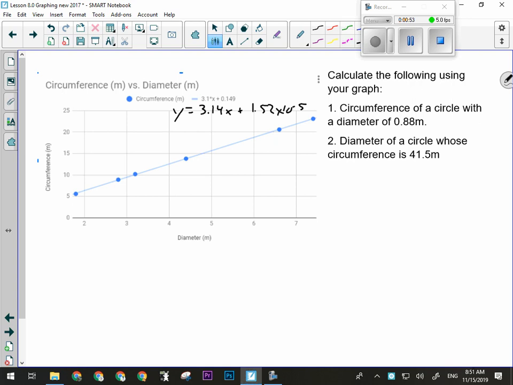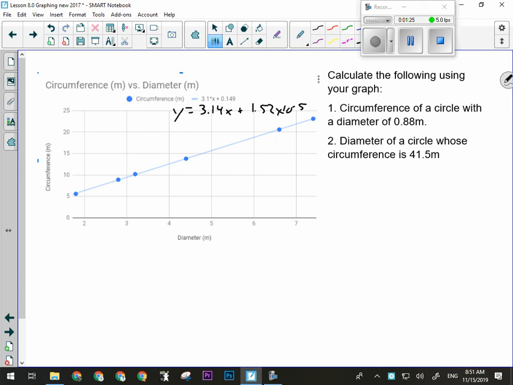Why should the y-intercept be effectively 0 for this graph? Right, if I have a diameter of 0, do I have a circle? No, I have a point. So there's no circumference if I have a diameter of 0. Because Google Sheets rounds this off a little bit, we don't get a y-intercept of exactly 0 like we should. But we also don't have the true slope here. The true slope would be a never-ending number because that's what pi is.